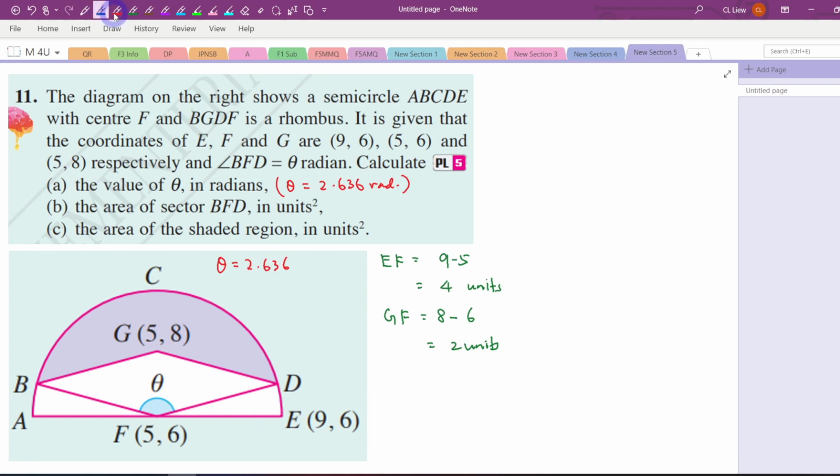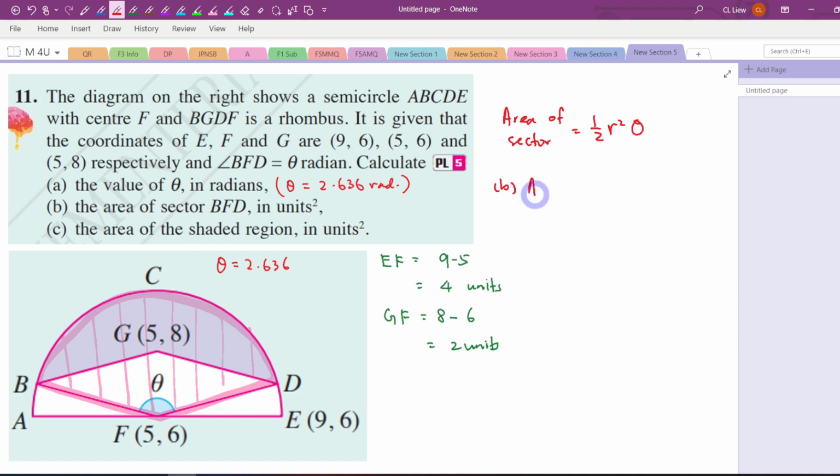Now let's go to part B. We want to find the area of sector BFD in square unit. So BFD is over here. We want to find the area here. So here I'm going to use a formula. Still remember this: area of sector 1 over 2 r squared theta. If you are using this formula, the data must be in radian.